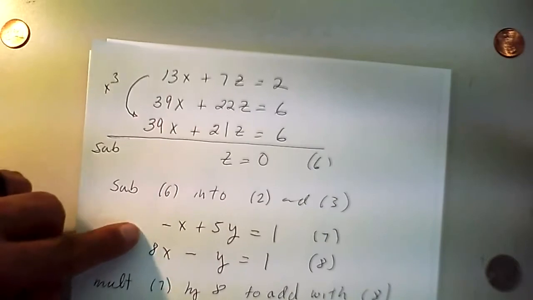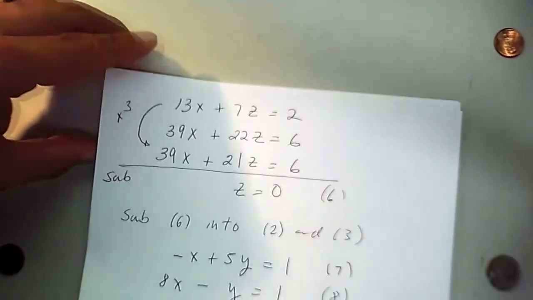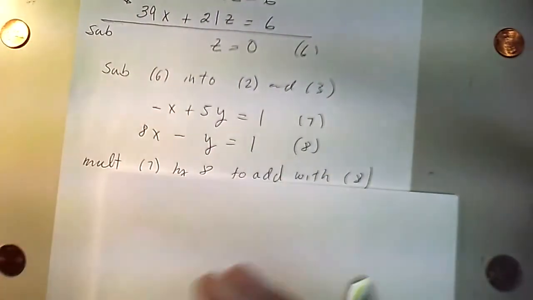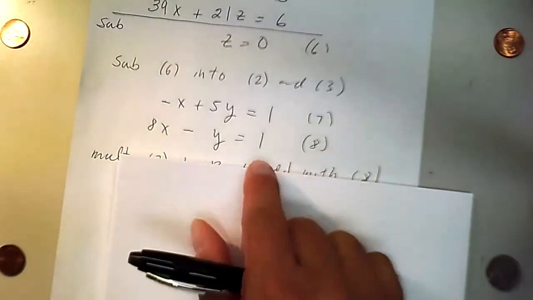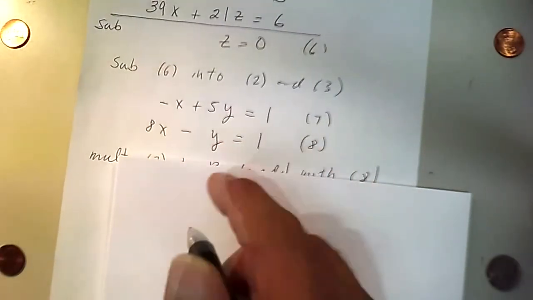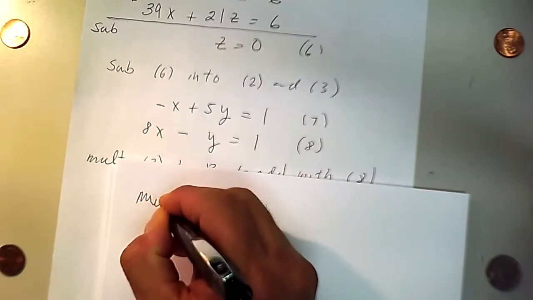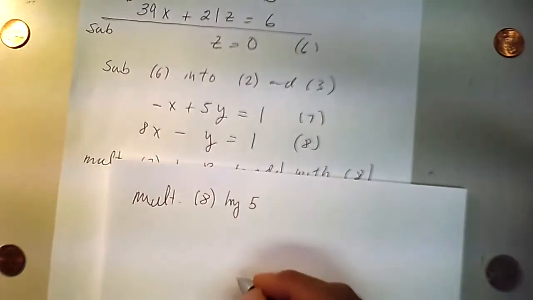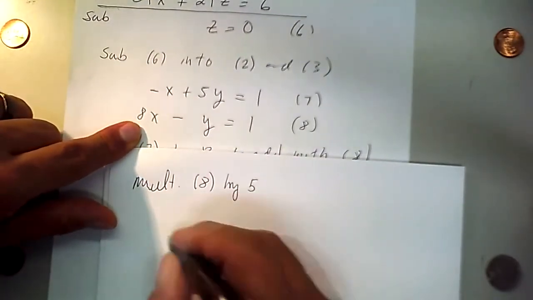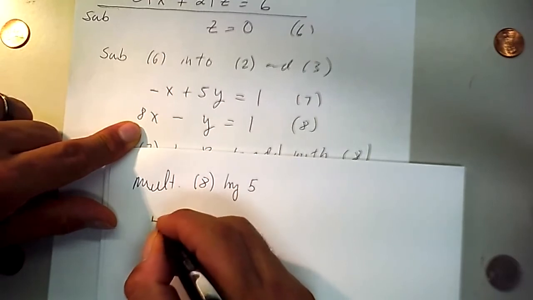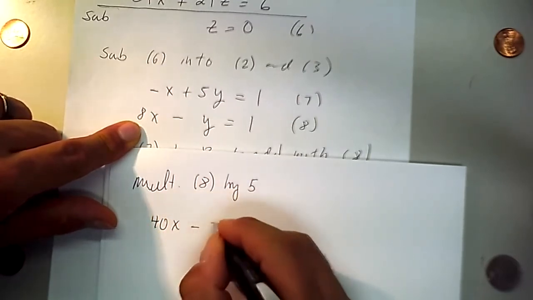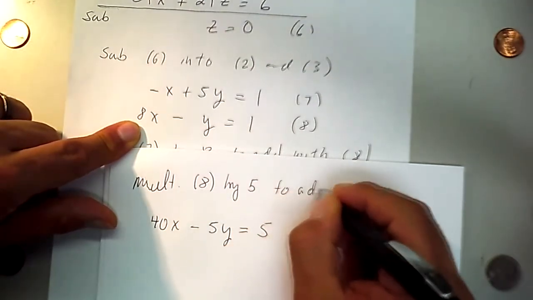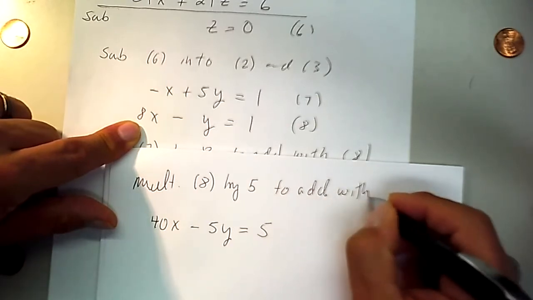And we're going to eliminate now the x's, starting with equation 7 and 8. So it gets complicated because there's many parts going on here. So I'm going to multiply equation 8 by 5. Multiply equation 8 by the number 5. 40x minus 5y equals 5 to add with equation 7.